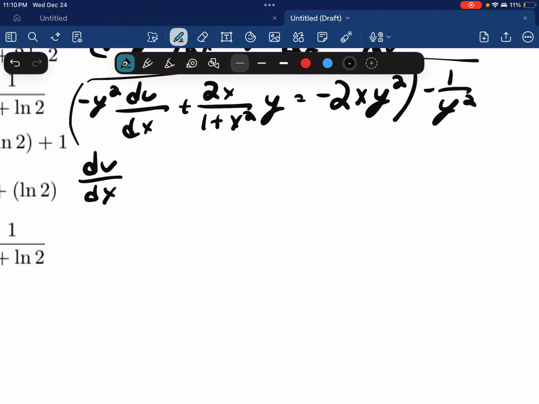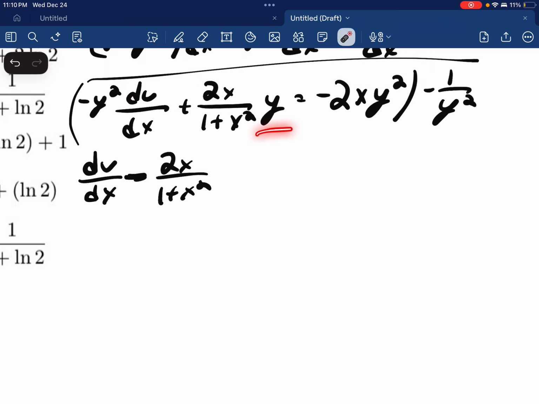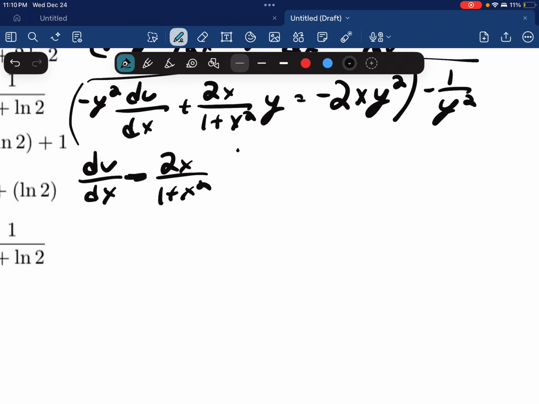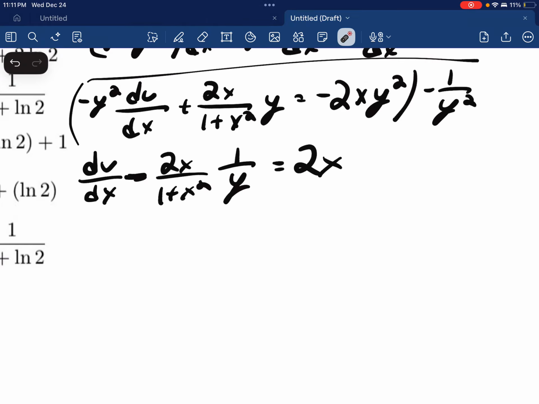Here, we have 2x over 1 plus x squared, negative because of the negative sign, and y divided by y squared is 1 over y, equals negative 2x y squared divided by negative y squared is just 2x. Okay, we still have a 1 over y term here, and we want to write this only in terms of v and x. So what do we do?